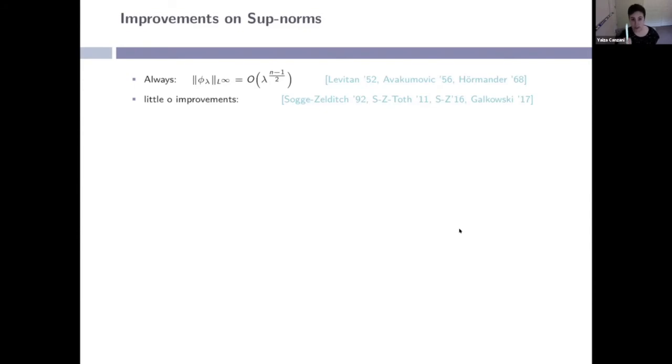If one wants quantitative improvements, there are already results. In this really nice paper from '77, he proved that you can get a square root log lambda improvement on the L infinity norm under the assumption that you have no conjugate points. He is using Hadamard's parametrix to keep track of the wave kernel for logarithmic times to get this result. And what we wanted to do was to get the same improvement, but under a much weaker assumption.